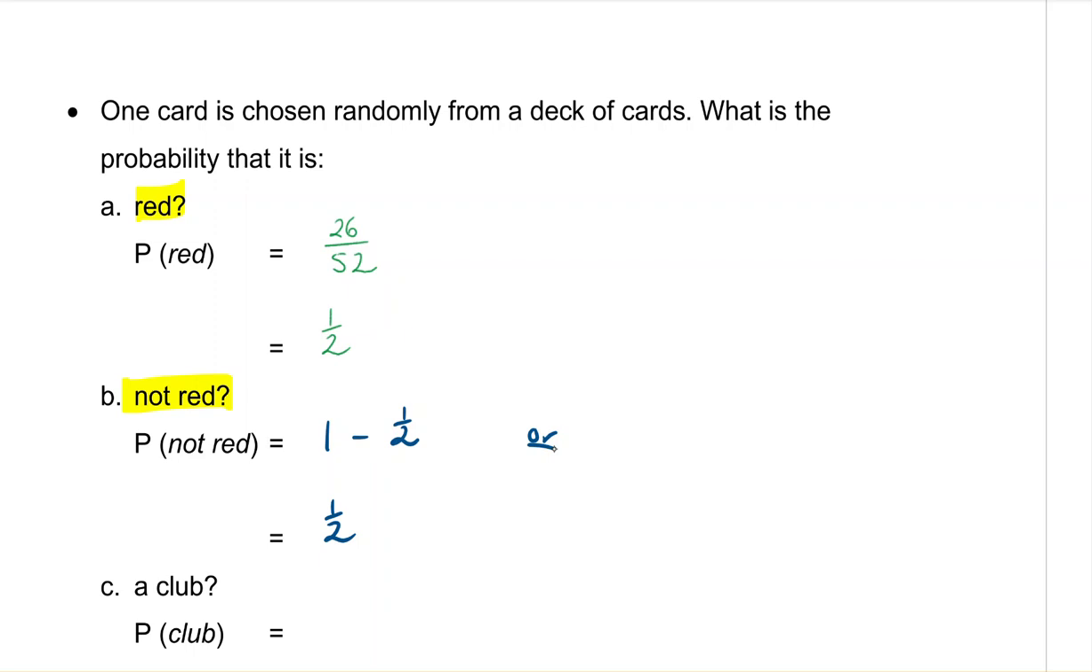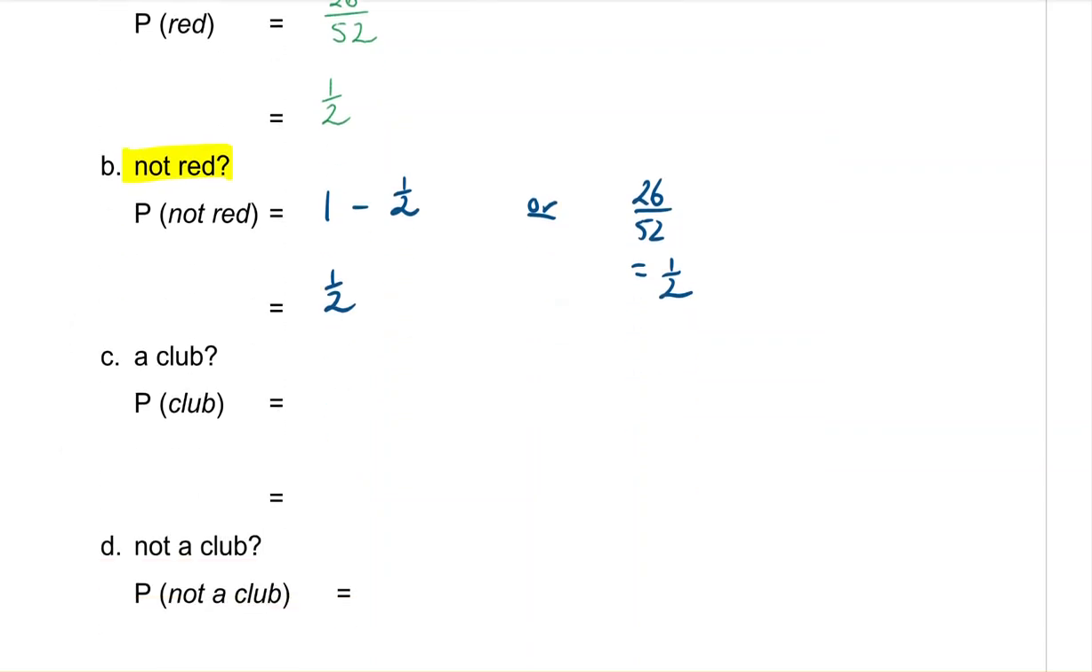You could have started completely from scratch and gone, okay, not red means it has to be black. So you could have also written 26 out of 52 again and got a half again that way. But I was trying to go over our complementary events that we've kind of touched on before. So either one of those methods is fine.